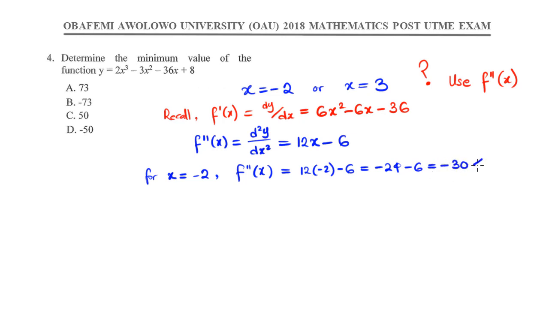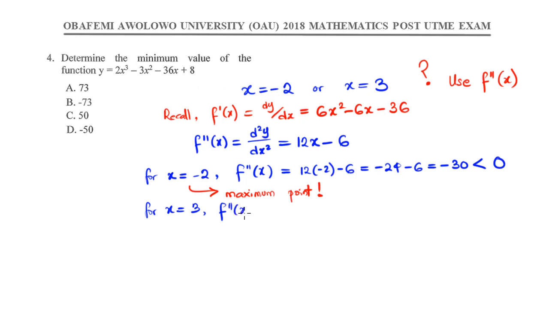This is a negative number. This is less than 0. So this is actually the maximum. This is going to be the value for the maximum, not for the minimum, because our rule of thumb is saying that if the second derivative is less than 0, then that particular point is going to give us a maximum point, not a minimum point. Our question asks us to find the minimum point. So let's check the other solution.